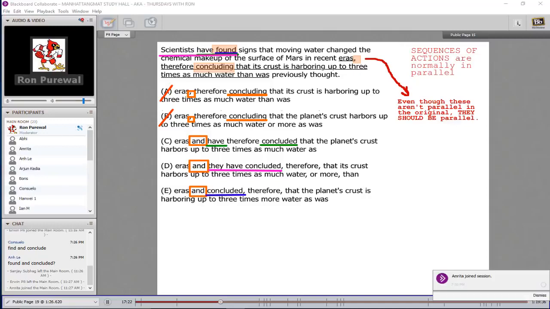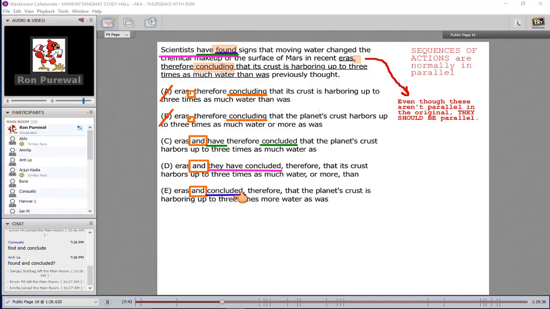So all of these things are parallel. Give me a smiley face if you see that. If it's D, it's the two purple things that are parallel. If it's C, it's the two green things that are parallel. And if it's E, it's the two blue things. Okay.